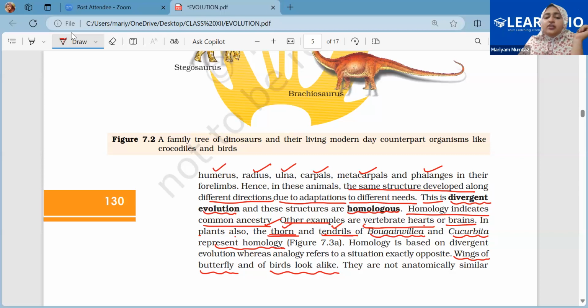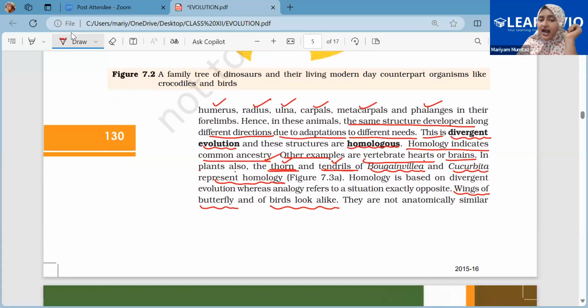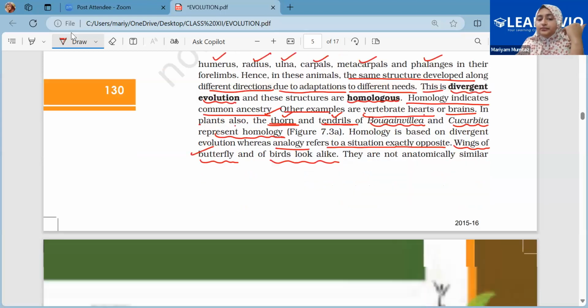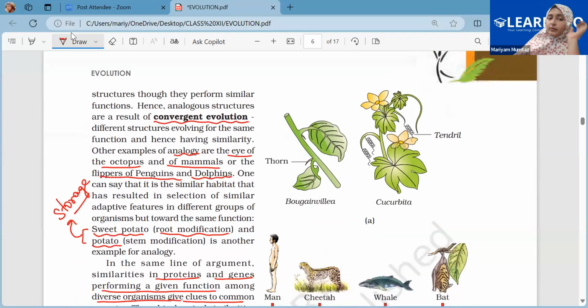Now, homology is based on divergent evolution, whereas analogy refers to the situation exactly opposite, where they do not have a similar structure, but they have a similar function. The wings of butterfly and the wings of bird, they look alike, but they are not similar. But they have a similar function, that is to fly. So these are the analogous structures, and this type of evolution is convergent evolution. Now, out of these two evolutions, the one that denotes a common ancestry is the divergent evolution.